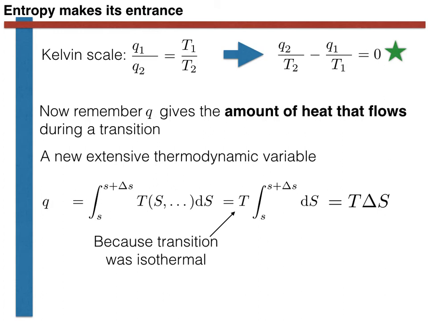The first term becomes T2 delta S2 over T2, and the factors of T2 in the numerator and denominator cancel out. The second term becomes T1 delta S1 over T1, so the factors of T1 cancel out too. We are thus left with delta S2 minus delta S1 equals 0, as shown here. In other words, the total change in entropy in going round our Carnot cycle is equal to 0.